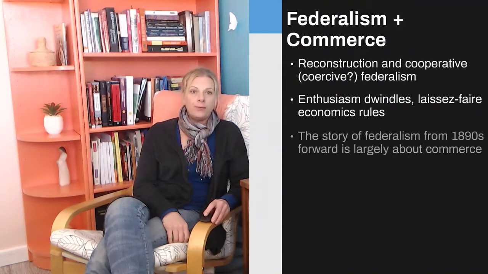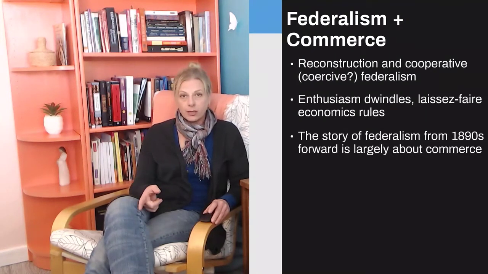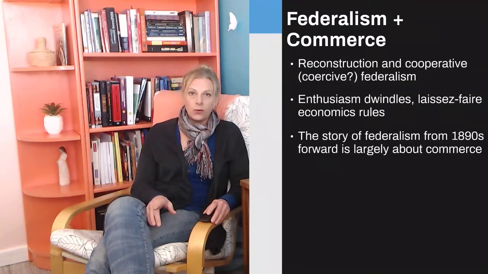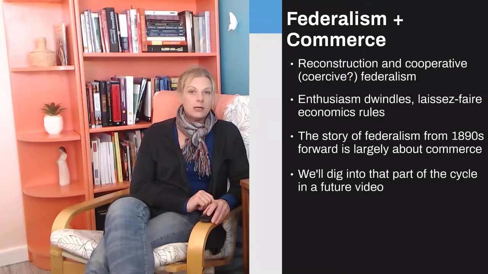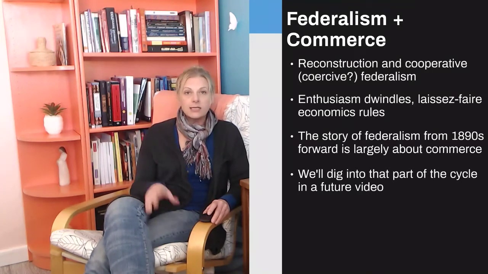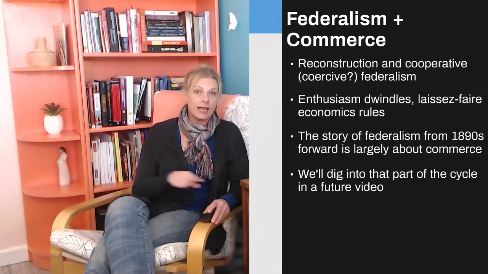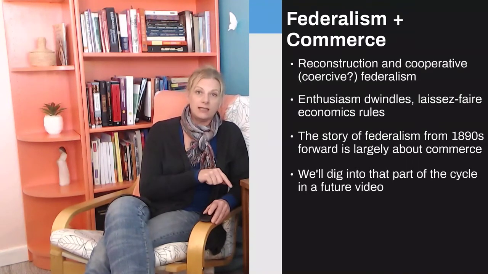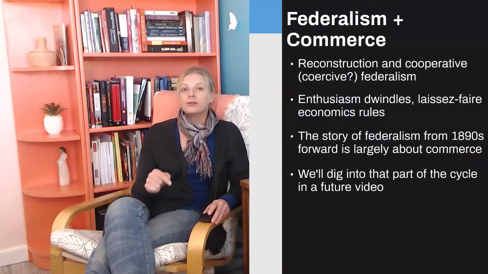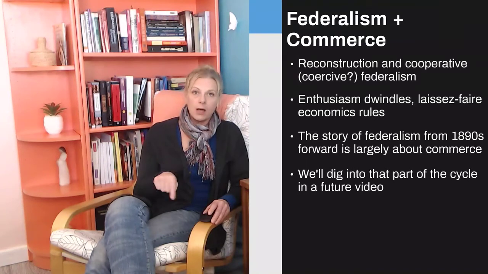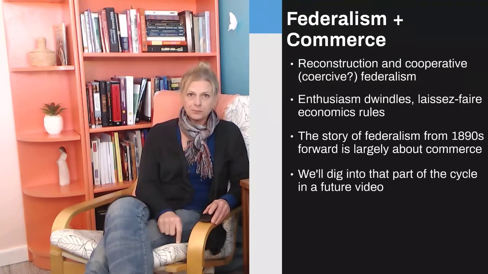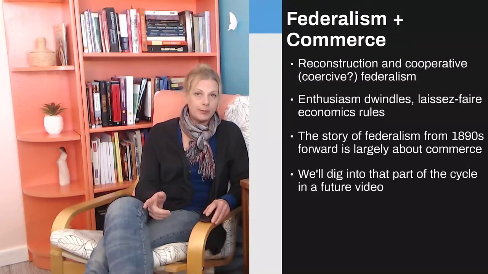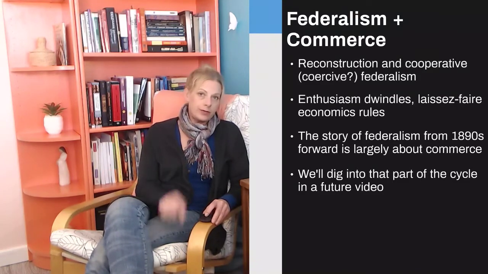And so, this means that the story of federalism from about the 1890s forward is largely a story about commerce as well as federalism. And so we are going to talk about the Commerce Clause in a week or two, and so your textbook actually skips past most of these cases because we're going to be revisiting them in the context of the Commerce Clause. They do give sort of a rundown of how these Commerce Clause cases sort of track along with the federalism cycles, and so we're going to talk a little bit more about that in a future video.